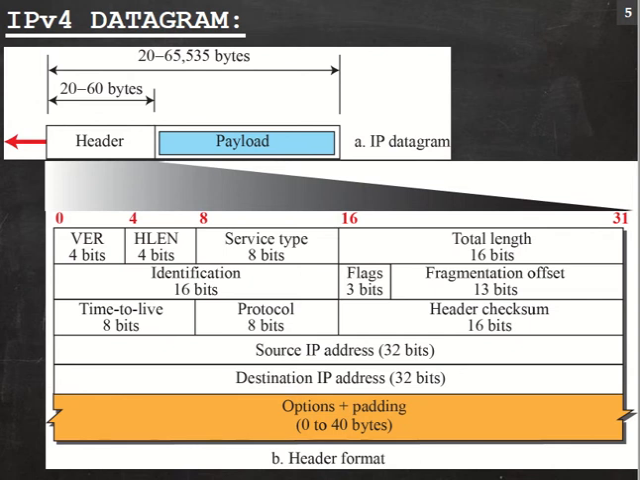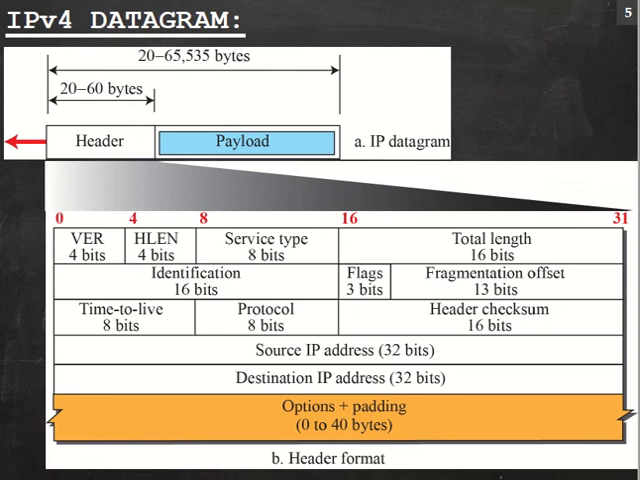The next field is service type. It is 8 bits, and this particular field defines the type of service provided by the protocol. However, we'll see this in the coming session. Just remember that this is the 8-bit field which defines the type of services provided.